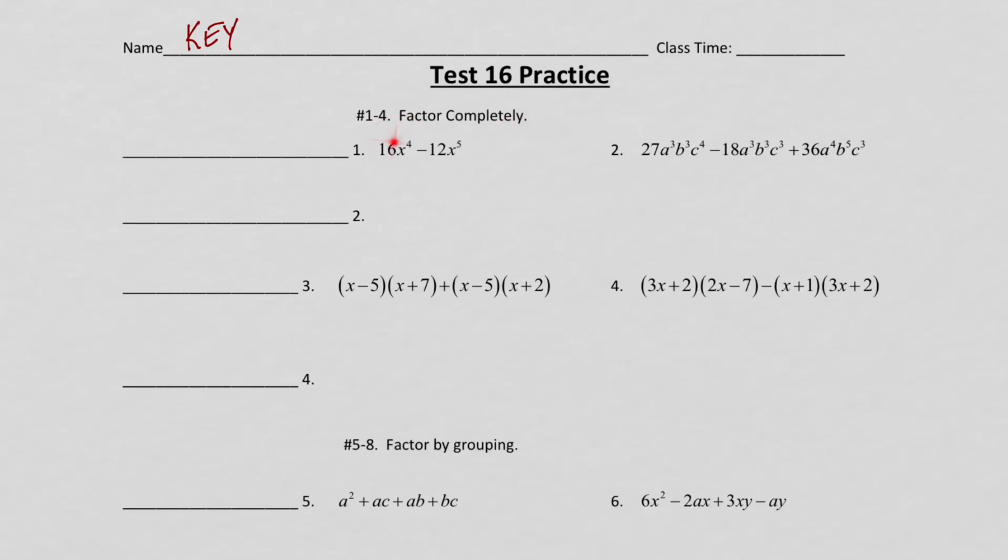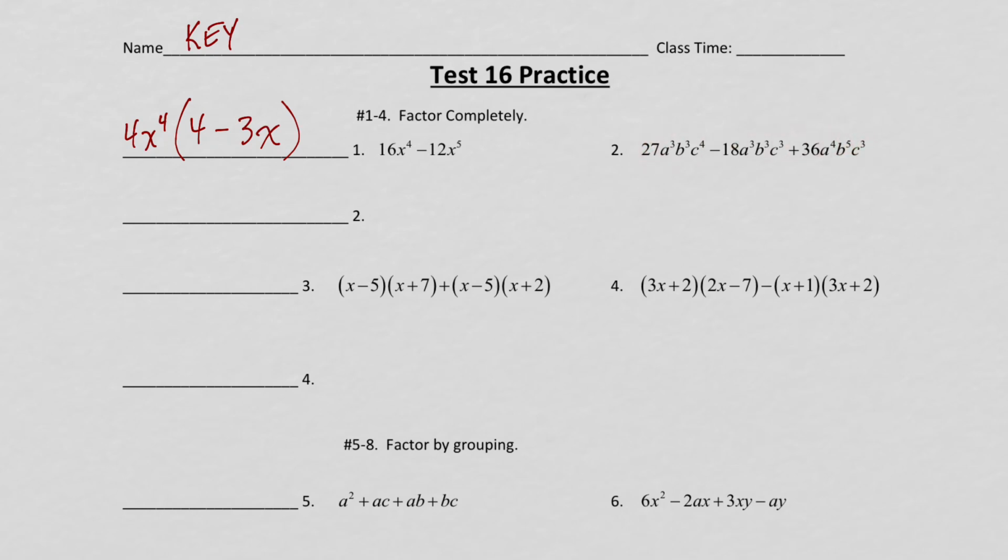Okay, we're going to factor this completely, and there's a GCF there. And 4 can go into both of those, and we look at the x, the smaller exponent is 4. So we have 4x to the 4 that can come out, and that leaves behind 4, because 4 times 4 is 16, minus 3x.